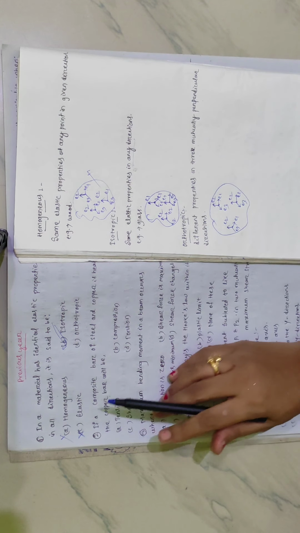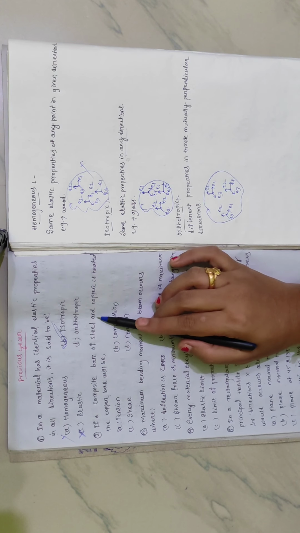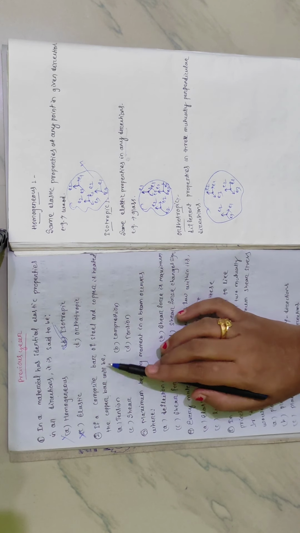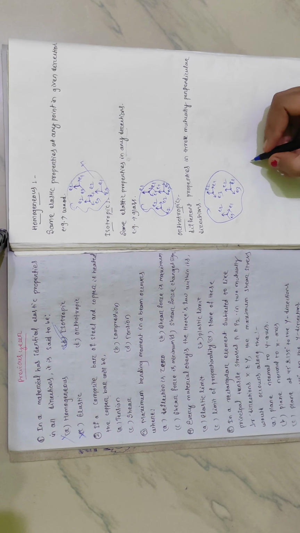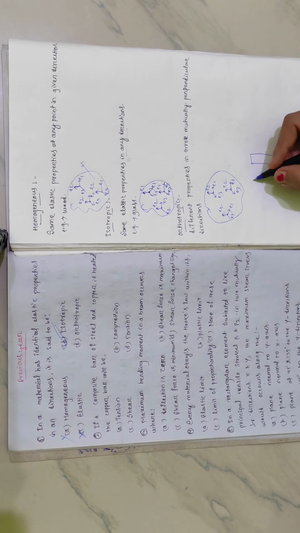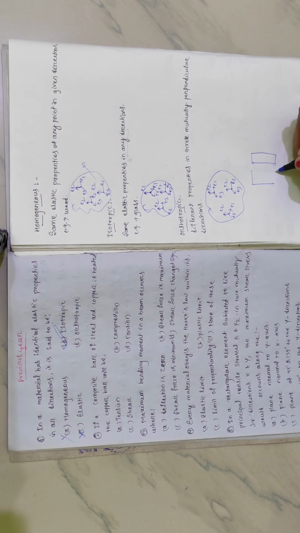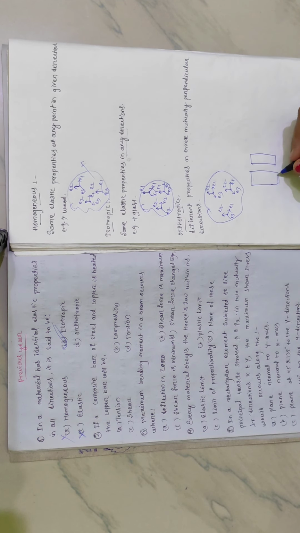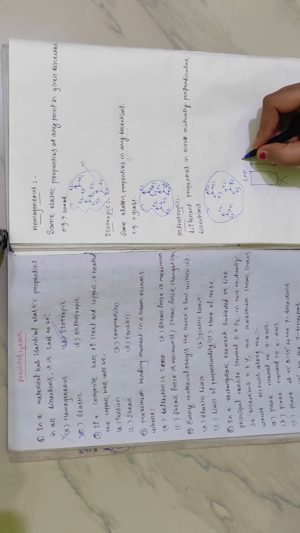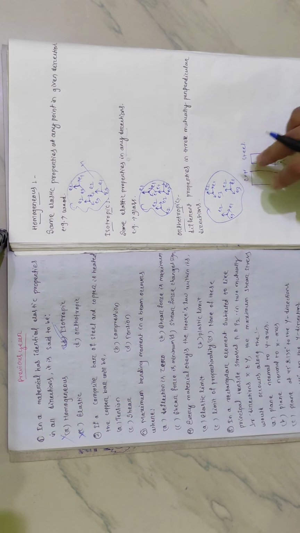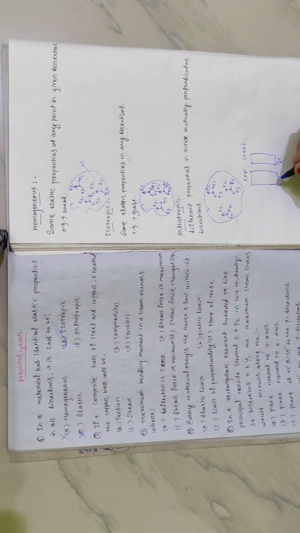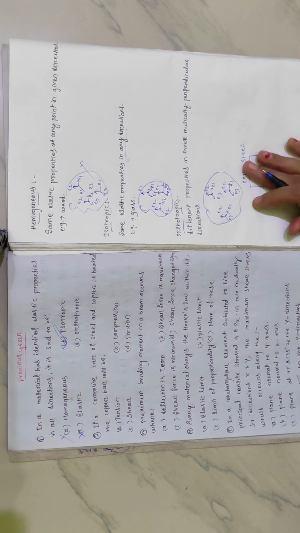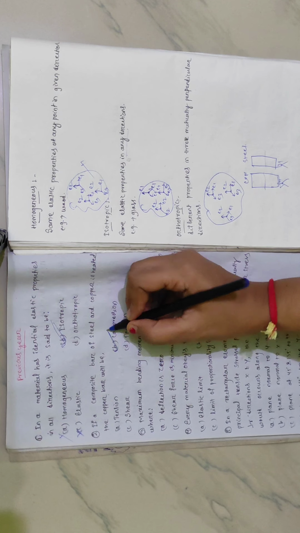So let's go to the second question. If a composite bar of steel and copper is heated, the copper bar will be... let's take the copper bar and the steel bar. Let's put heat. If we heat the copper bar and the steel bar, both will be compressed. If you put the heat, then it will compress like this. The answer should be compression.